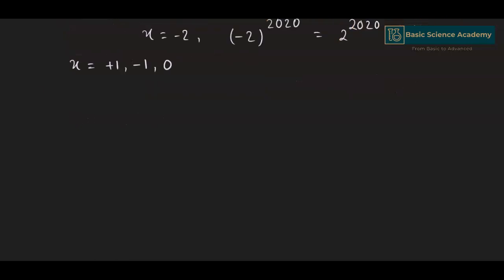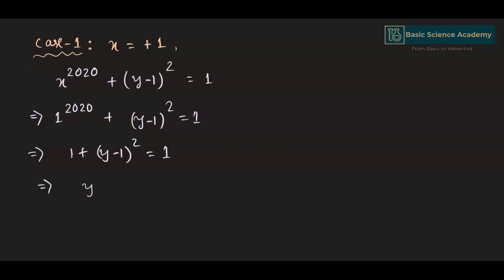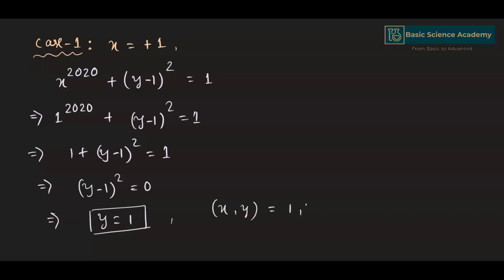Now, for the first case, x equals plus 1, we have 1 to the power of 2020 plus (y minus 1) whole squared equals 1, which gives 1 plus (y minus 1) whole squared equals 1, which you can write as (y minus 1) whole squared equals 0. This gives y equals 1. Hence, one of the integer solutions for x and y is 1, 1.